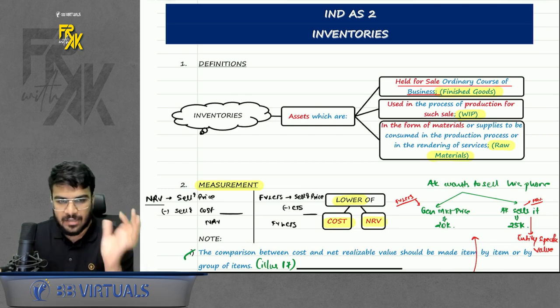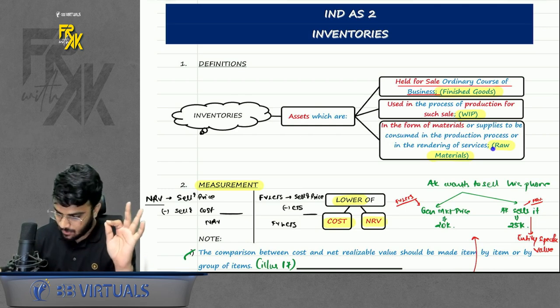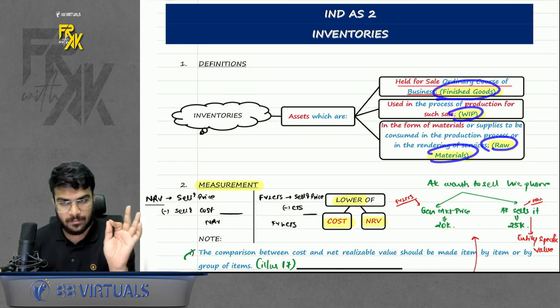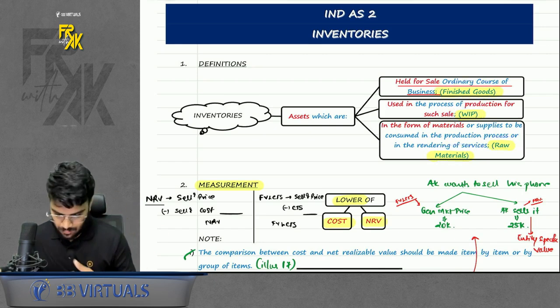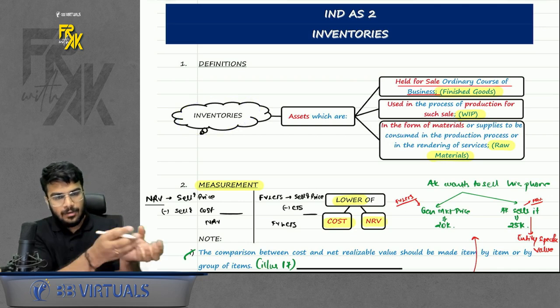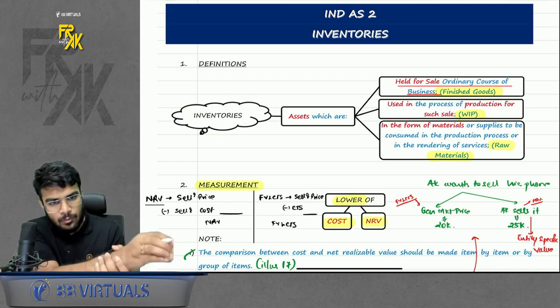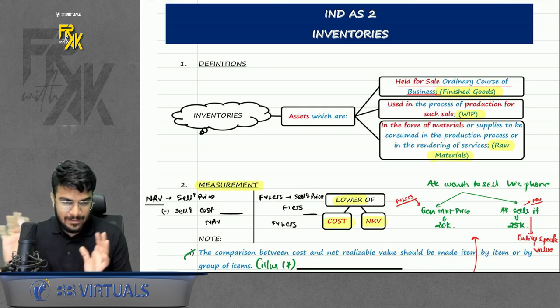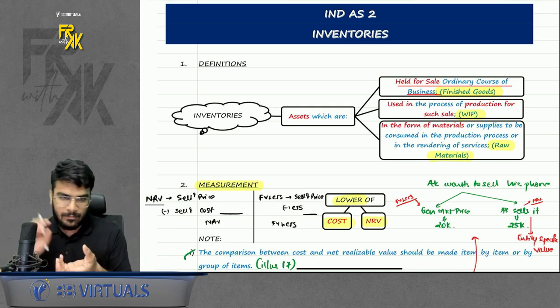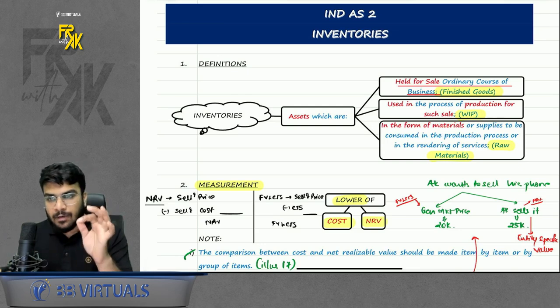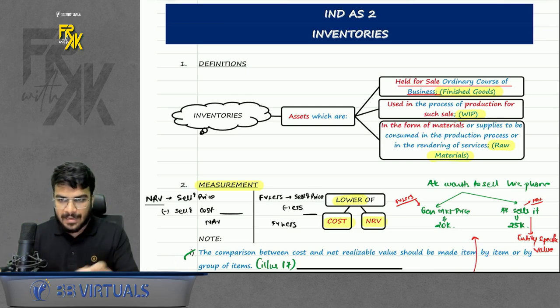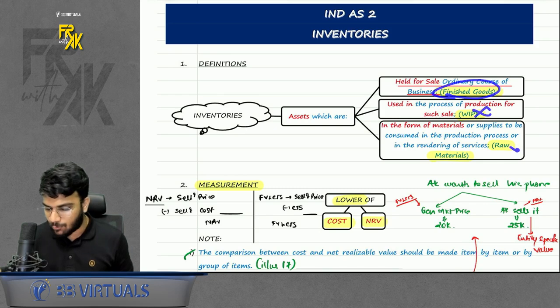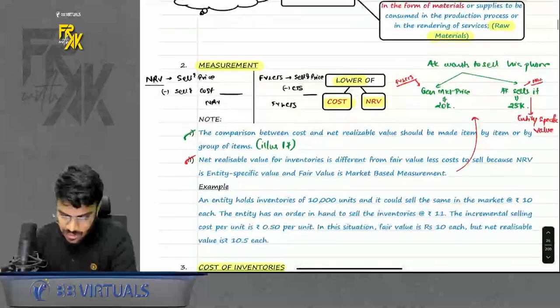If you are into manufacturing business, you will have three inventories: raw material, WIP, finished goods, held in the ordinary course of business. But if you are into trading business, then you purchase an item and sell it as it is. You purchase at a lower value, you sell it at a higher value as it is. When you are into trading business, whatever you are purchasing and selling is your finished goods. You will not have any WIP or raw material. Anyways, so this is your definition.